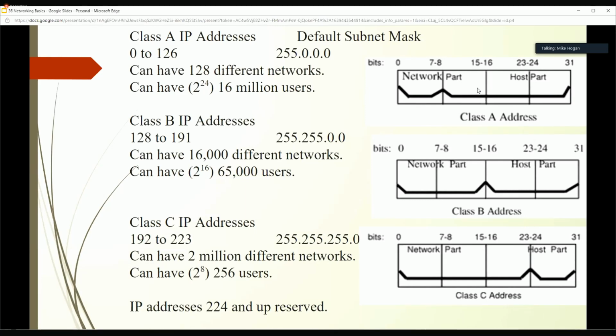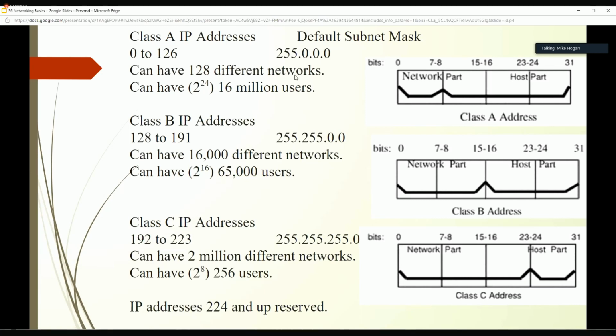So this means we have fewer of these networks across the entire span of how many large networks I could have, because we're only representing them with 8 bits. However, on each one of those networks, I've got a huge number of bits representing hosts: 3 octets, so 24 bits that represent unique users or hosts. So it's a very large network.